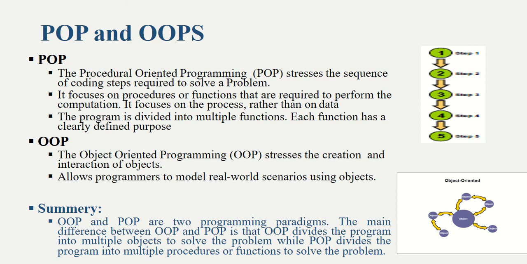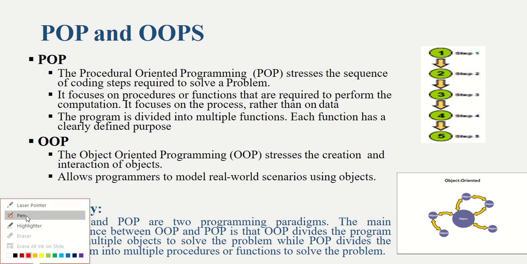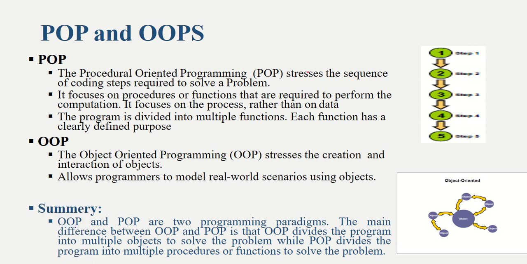So the basic thing we need to know is that it stresses the sequence of coding steps, focuses on process rather than data, and divides the program into what? Into multiple functions. And now the new approach is called object-oriented programming, which basically depends on objects more than on data.